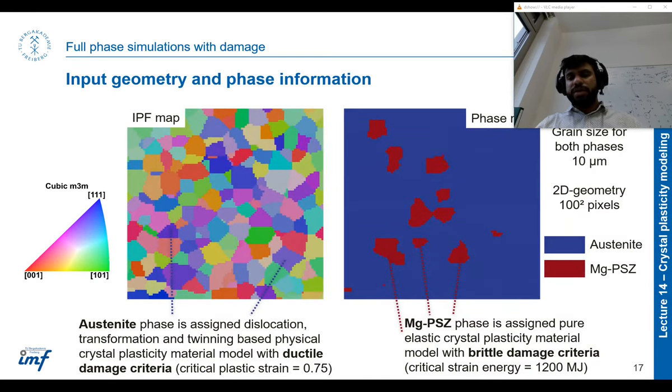And what we have done here is that we used crystal plasticity to model that. And here I'm showing you an example which is already published somewhere. So here we see that the austenite is shown in the IPF colors, and the distribution of zirconia particles is shown here. The grain size for both phases is 10 micrometers. It is a 2D geometry, and we used damage criteria for both phases. So ductile damage criteria for austenite and brittle damage criteria for magnesium partially stabilized zirconia. So we constructed this kind of microstructure using some RVE generation tools, and then we adopted them here.